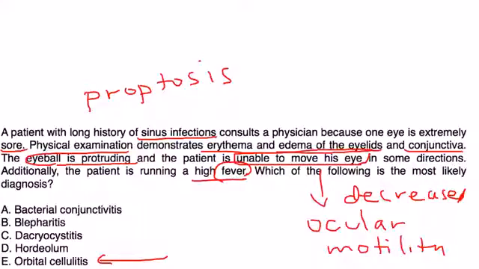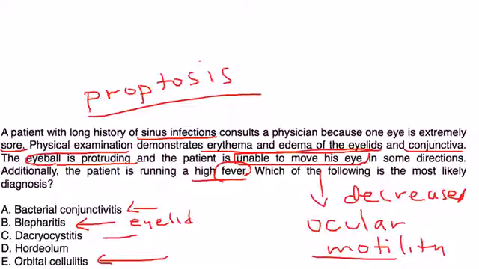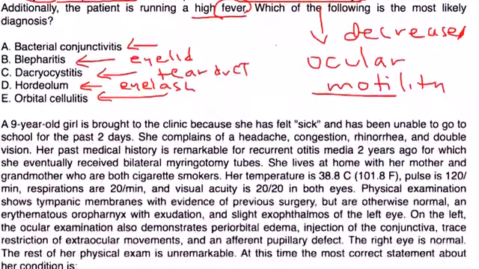Just in case you're wondering about the other answer choices, because sometimes they look very similar: bacterial conjunctivitis will not produce proptosis. Blepharitis is basically inflammation of the eyelid, and you would not get these other types of symptoms. Dacryocystitis is the inflammation of the tear duct, and a hordeolum basically involves the eyelash follicle. So none of these would present with such severe physical exam findings.